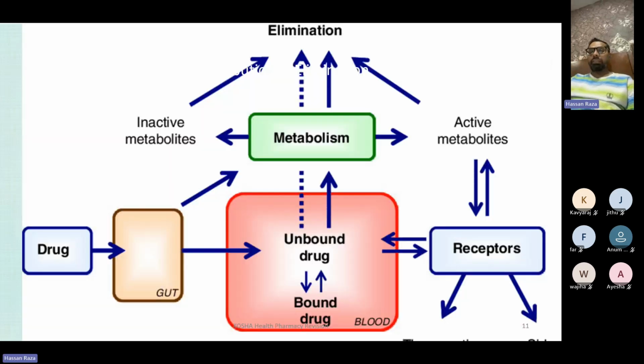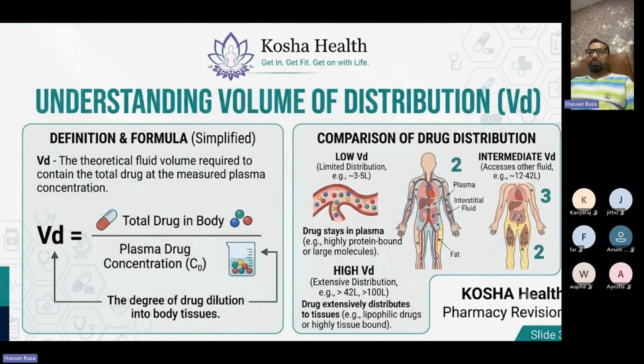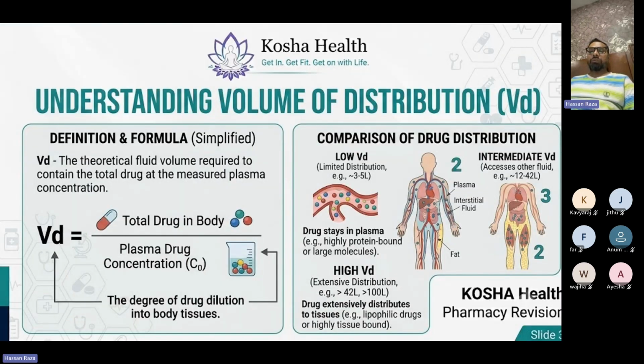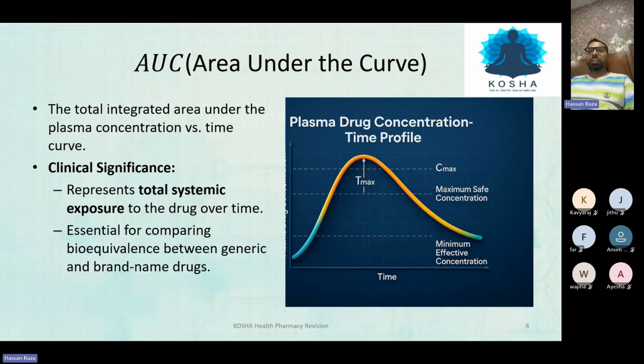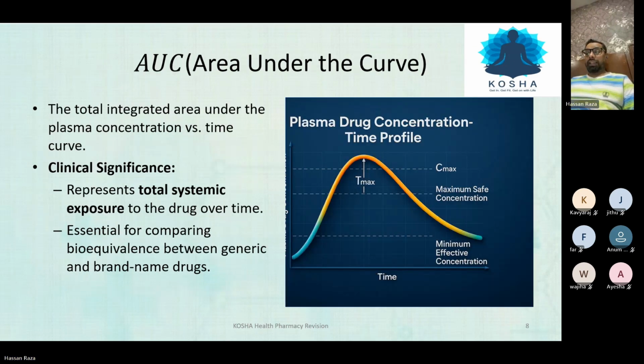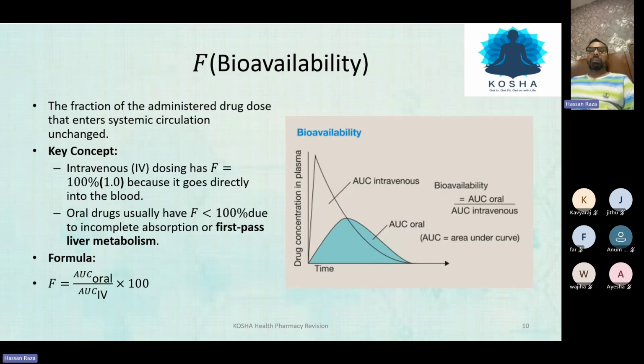So what happens is we give the drug. This diagram shows we give the drug, and if it is an oral drug, it will go to your gut, and then it will go to your plasma, and then it is metabolized and then eliminated. And whatever unbound drug remains in your blood will bind to your receptor and will give its pharmacological action. So after absorption, whenever we talk about absorption, we will talk about Cmax, Tmax, area under curve, and bioavailability.